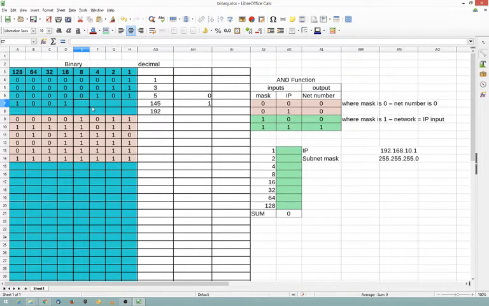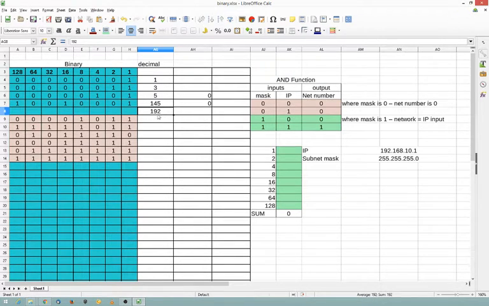Can 8 fit into 1? No. Can 4 fit into 1? No. Can 2? No. 1? Yes. So 145 equals that value in binary. So that's okay. So our remainder is 0.